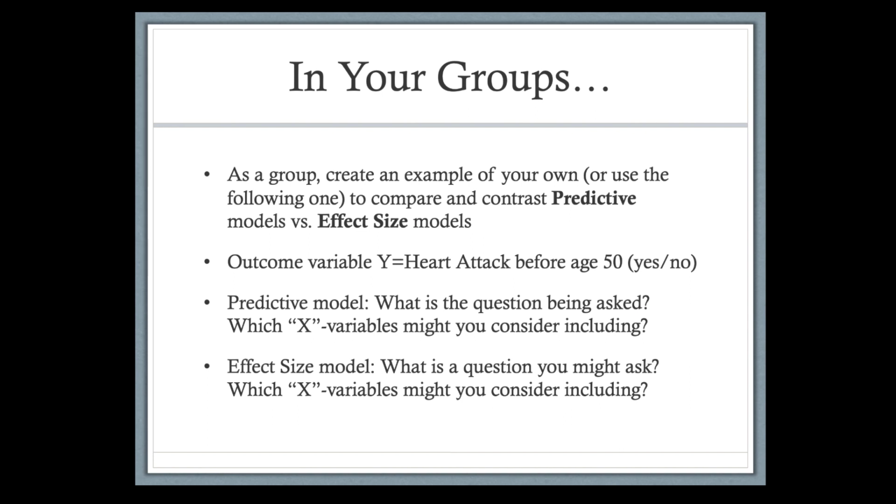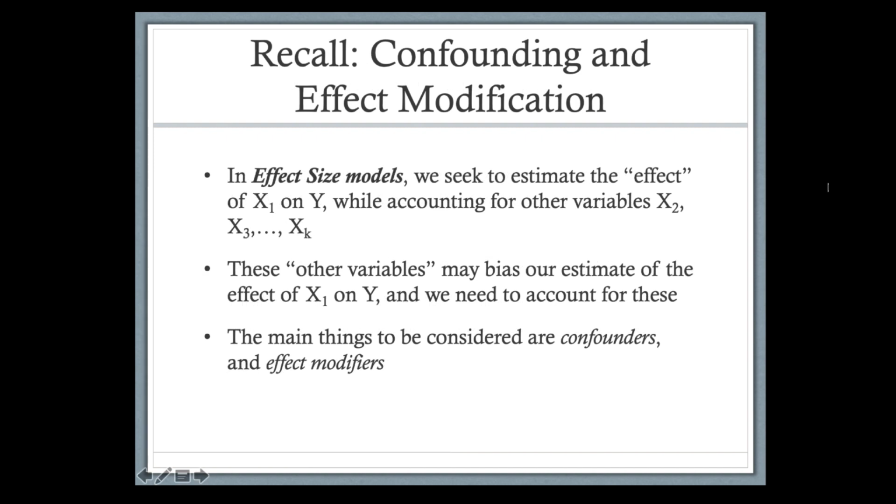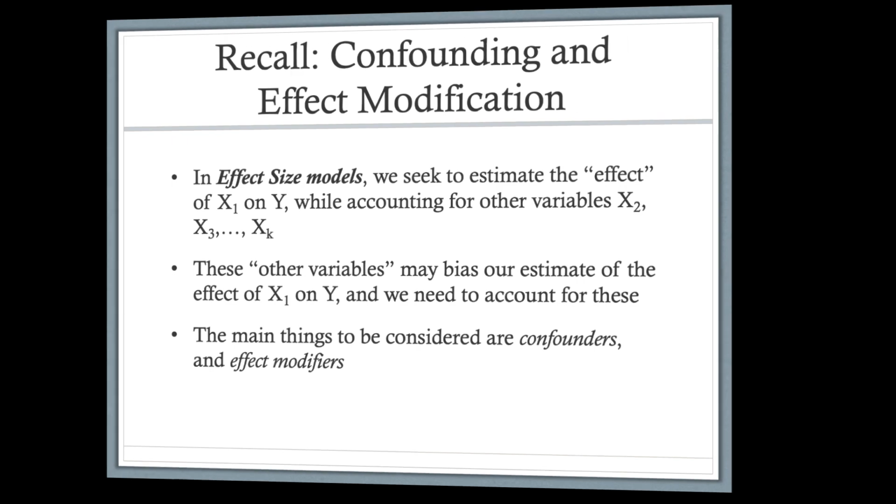Okay, so what I'm trying to lay the foundation for here is that the variables we think about including in a predictive model versus in an effect size model are a bit different. In effect size models, we're really asking what effect does one variable have on the outcome, and we want to adjust for any variables that are potentially confounders. In predictive models, we're just focusing on which variables are good at predicting the outcome. So this slide here is just summing up some of the things we were just talking about in terms of selecting variables for effect size models.